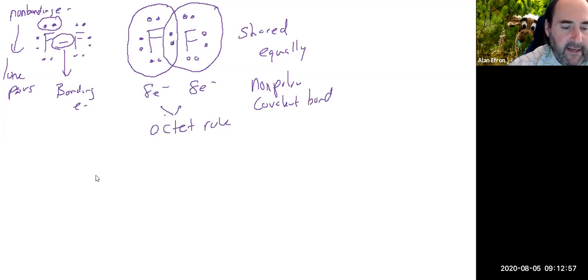And that's different than if we did swap out a fluorine for a hydrogen like we talked about. And again, you can represent it both ways. If you like all dots, you can.